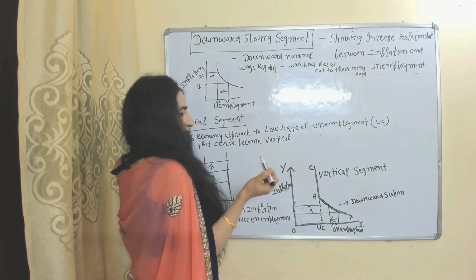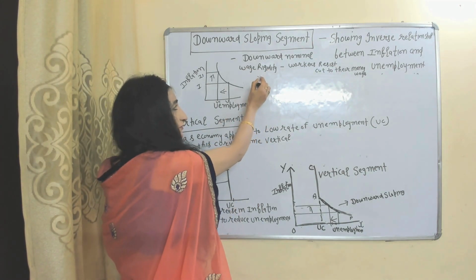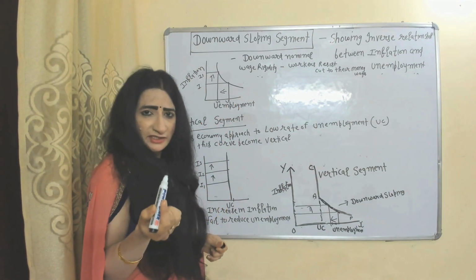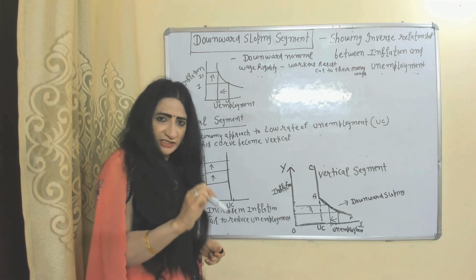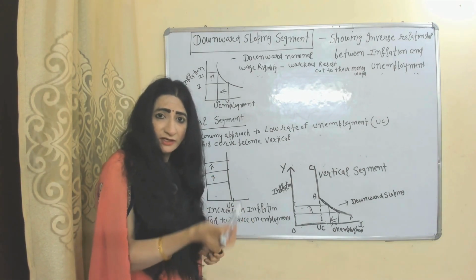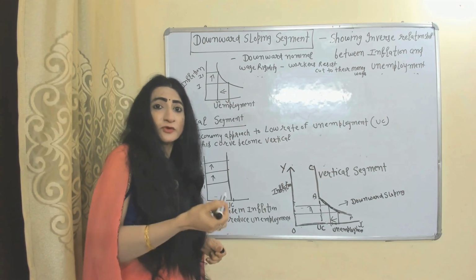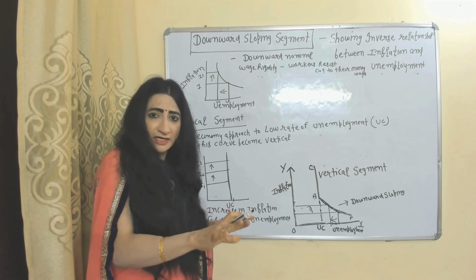According to Tobin, the main cause of a downward sloping segment is downward nominal wage rigidity. What do you mean by downward nominal wage rigidity? That means employees are okay with their current wages. They are not saying increase our current wages, but they will fight against you if you try to reduce their wages. Even if labor supply is very high.